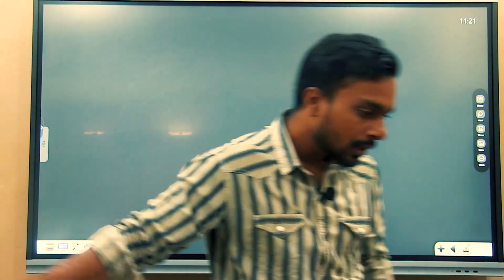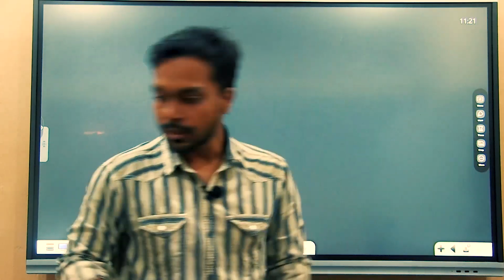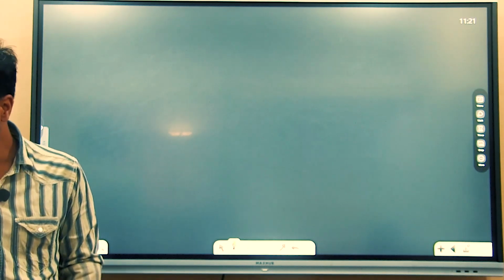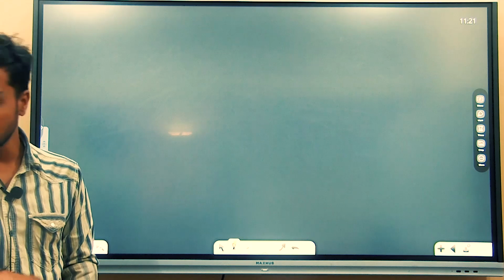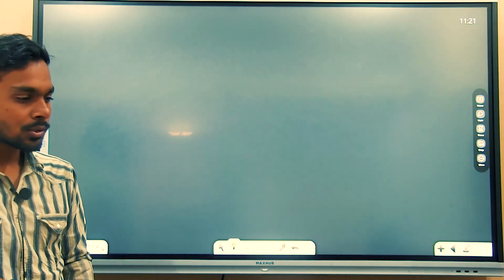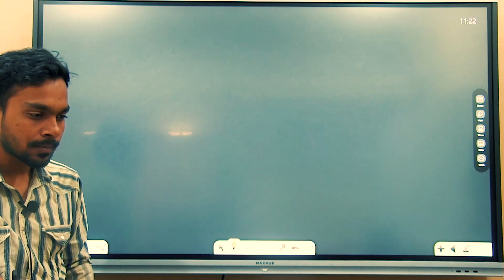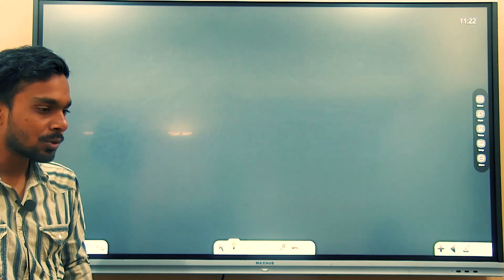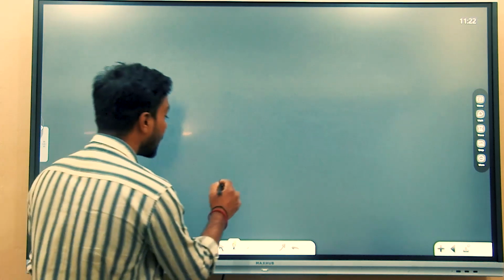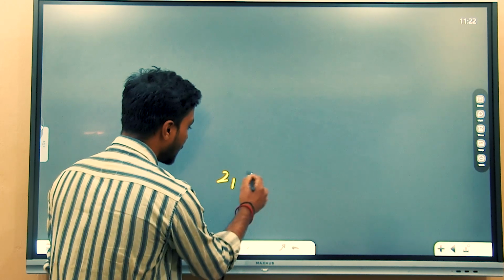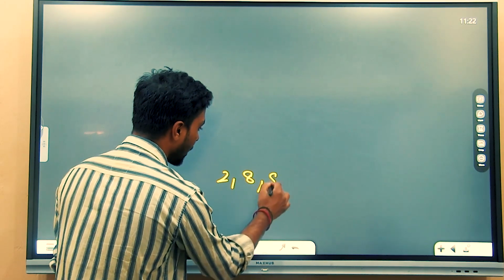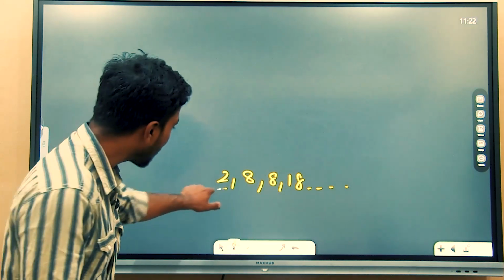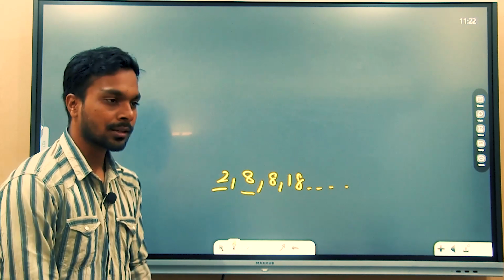Where have you written till? One second. The bond formed between the two atoms by mutual sharing of electrons between them so as to complete their octets or duplets. There is no triplet. See, you have seen the configuration, right? 2, 8, 8, 18. Either duplet or octet. Alright.